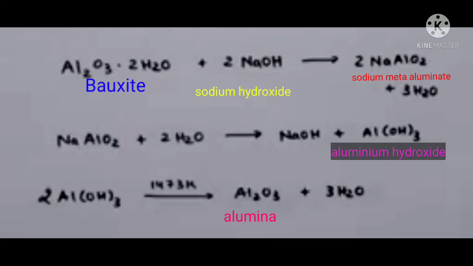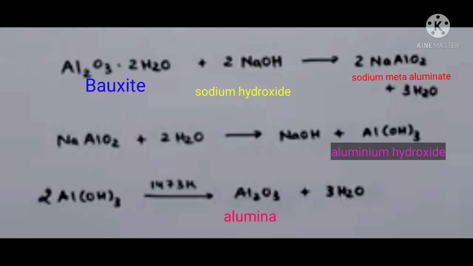Then this sodium meta-aluminate is diluted with water. It forms a precipitate called aluminum hydroxide. Again, this precipitate is filtered, washed and heated to get our pure ore, that is alumina. Pure ore, what is that? Alumina. Have you understood, students?